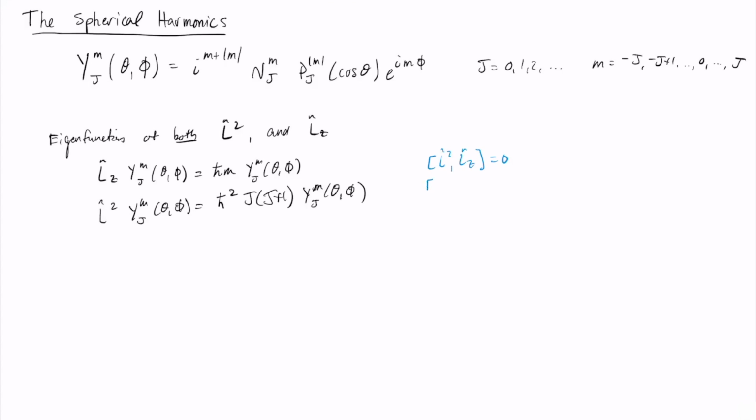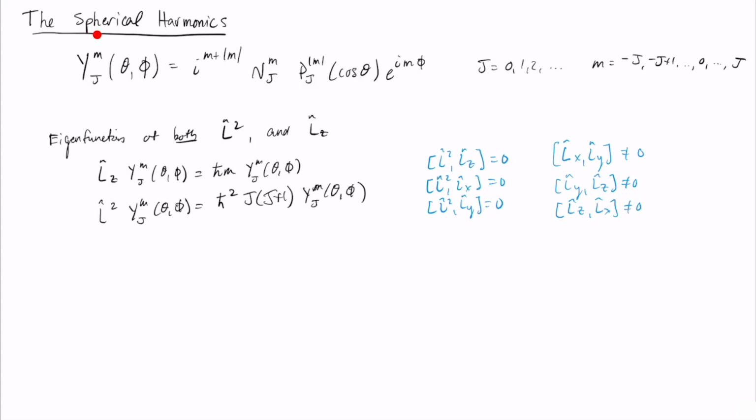In fact, the commutator for any single direction, the commutator of L squared with Lx, is also 0, and the commutator of L squared with Ly is also 0. But no two independent directions commute. Right? So the commutator of Lx with Ly is not 0, the commutator of Ly with Lz is not 0, and the commutator of Lz with Lx is not 0.